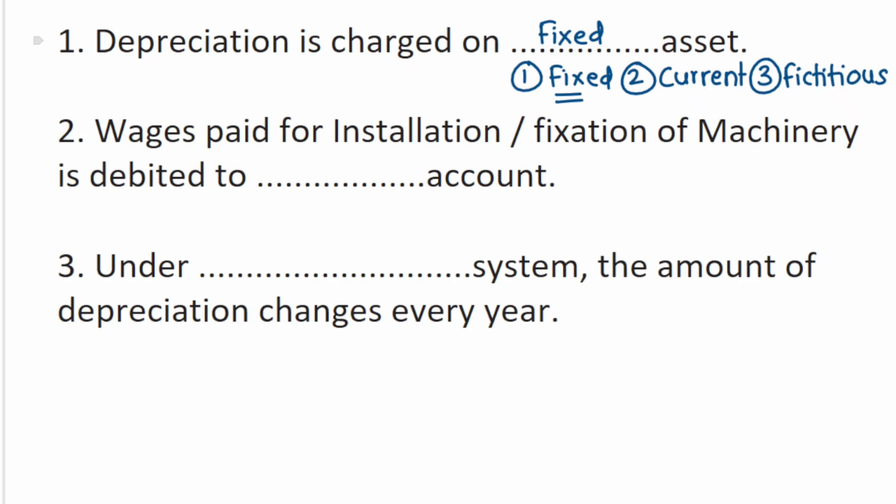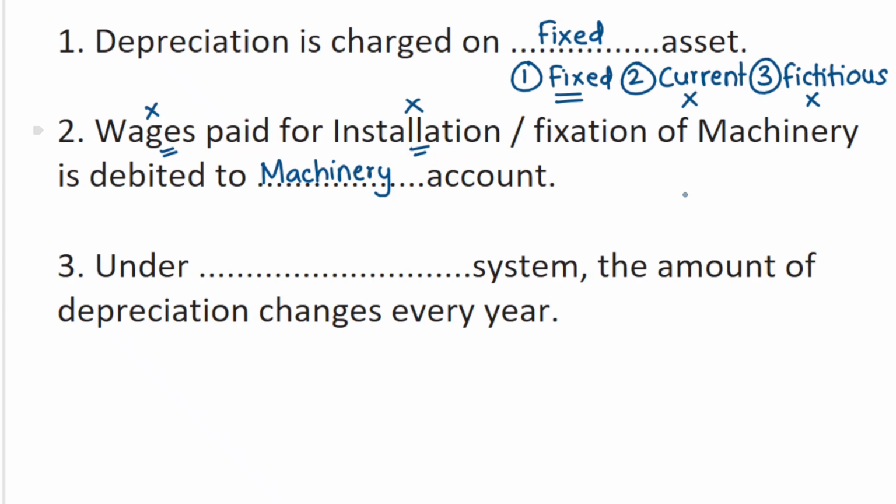Next question. Wages paid for installation or fixation of machinery is debited to dash account. So wages paid for installation or fixation of machinery is debited to which account? Will it be debited to wages account or installation charges account? No, that will be wrong answer. The correct answer is machinery account.